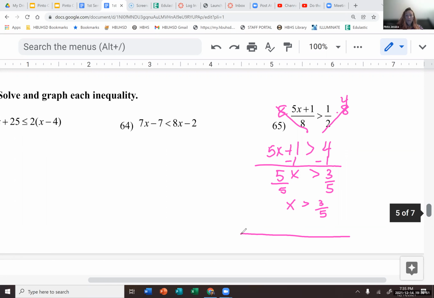When I go to graph that, I have an open circle, and I go greater than towards positive infinity, and I would start at 3 over 5. Very cool. Let's look at the next page.